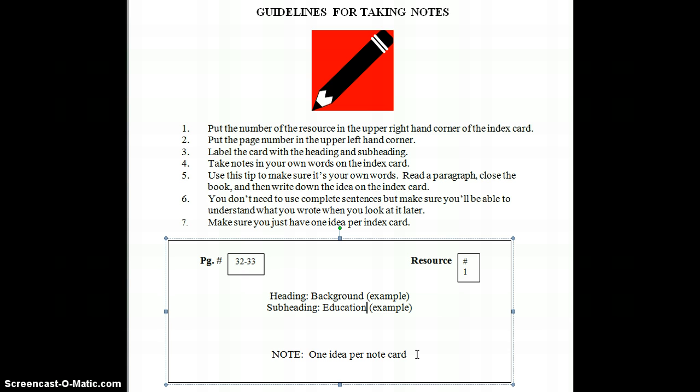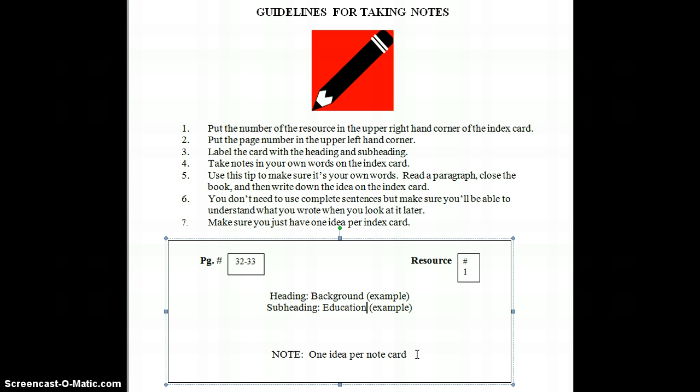One thing we work on is writing in our own words. It is very important that the students write in their own words and do not plagiarize. To do this, a tip we give them is to read a paragraph, close the book, and then write the idea that they remember on the index card. This will force them to summarize. It's much easier to summarize in your own words when the book is shut than when it's open. It's more natural to want to copy something out of the book. So we always encourage them to shut the book and then to write what they remember in their own words.